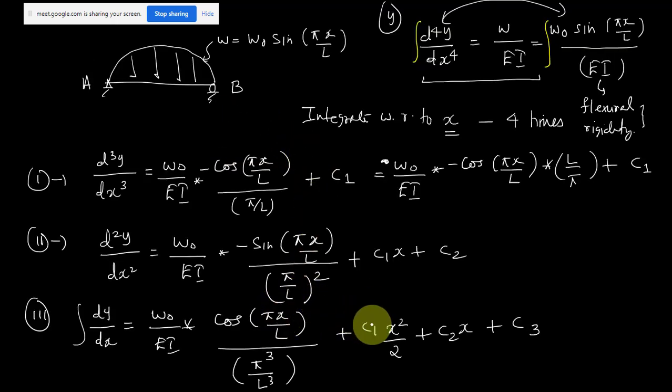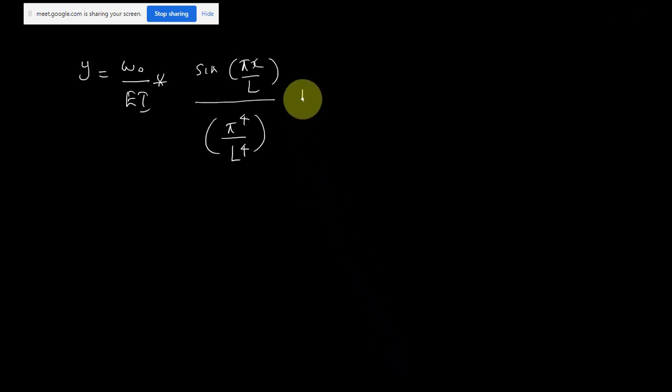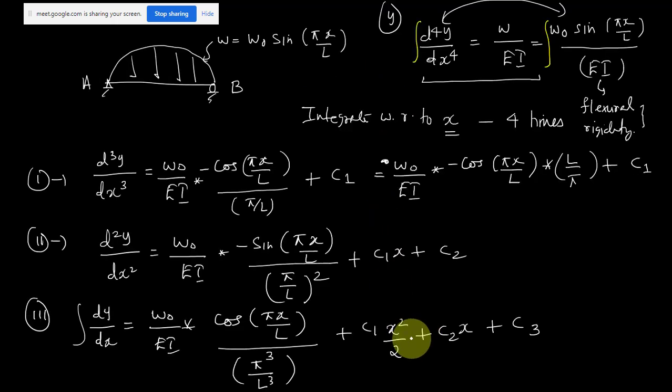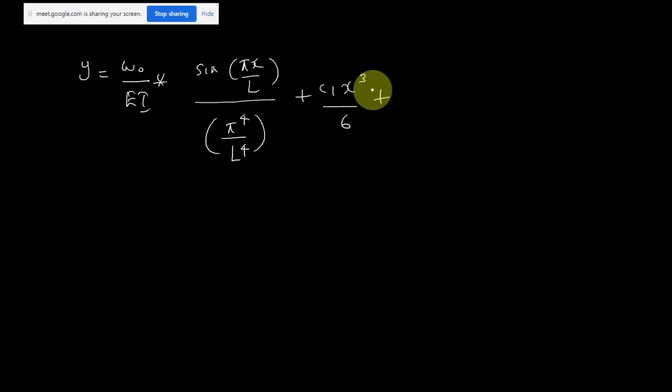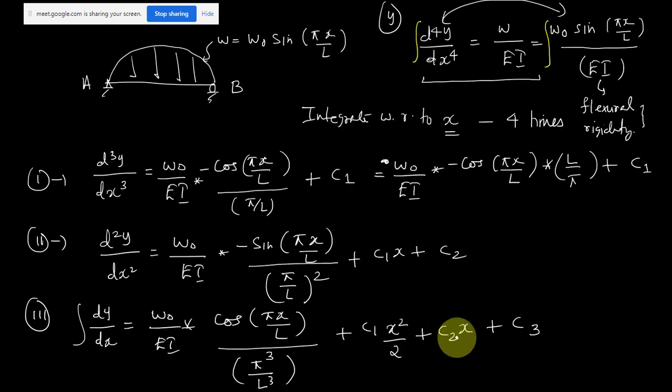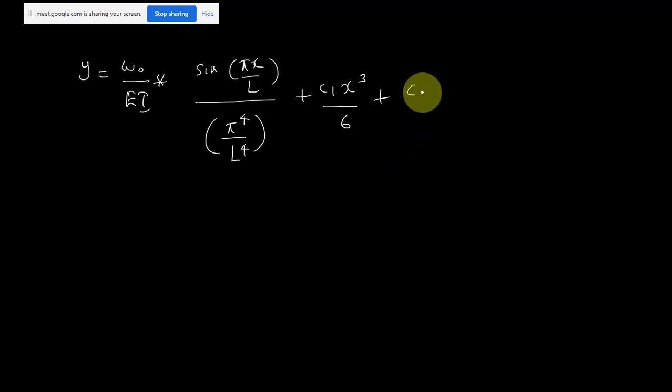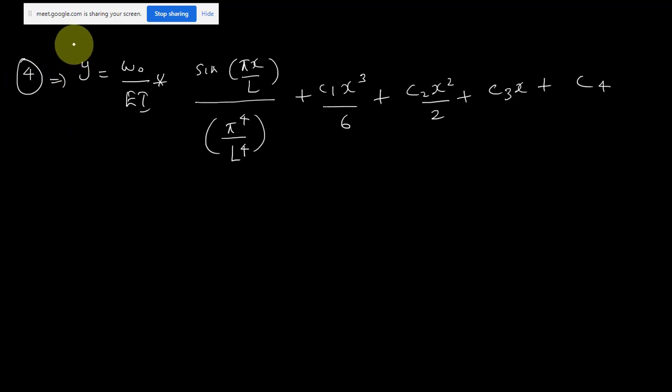So that is the first term. Then here it is c1 x cube by 3, so it will become plus c1 x cube by 6. The integration will be c1 x cube by 3 into 2, so it becomes c1 x cube by 6, and the second term c2 becomes c2 x square by 2. And c3 will become c3x, plus the fourth integration constant. So now, after the fourth integration, I got the expression for the deflection.